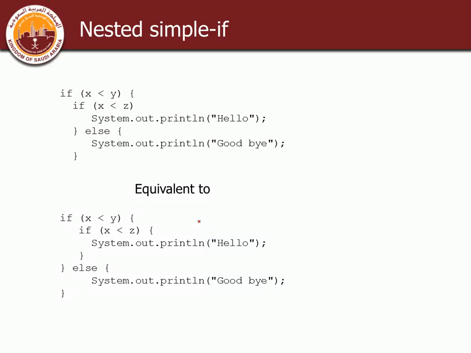Yes? If x smaller than z, let's say it's false. What will happen? Okay, good question. Let's try it. Let's erase everything. And imagine that now x is 2 and y is 3 and z is 0. So 2 less than 3, we get inside. Is 2 less than 0? No. Go to the else.